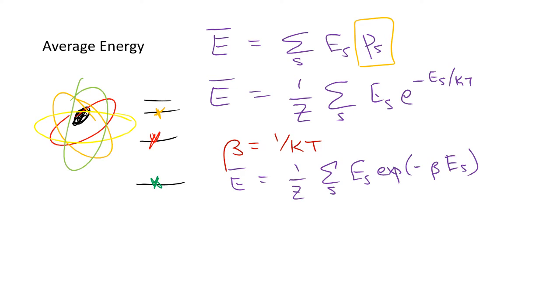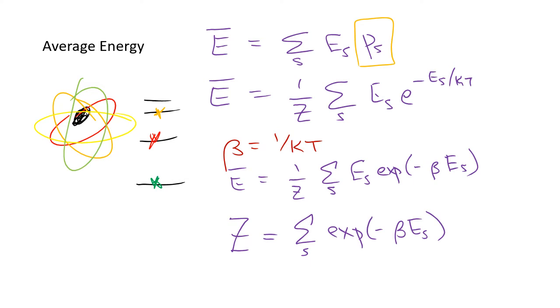Let me also write down again what the partition function is. The partition function, again, this just comes from normalizing a probability, but it's an extremely useful function. It's the sum over all configurations of that Boltzmann factor, so e to the minus beta, the energy of that configuration.